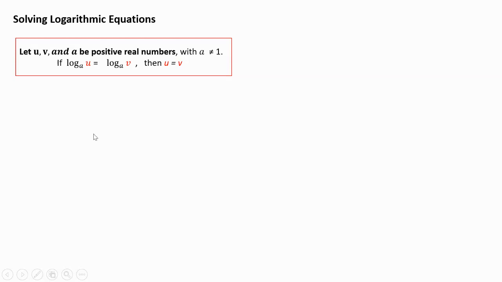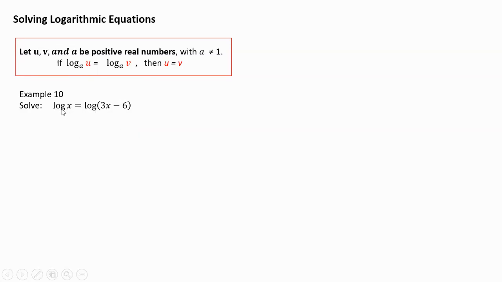Now here's another rule. If you have log base a of u equals log base a of v, then u must equal v. If you have logs with the same base, then whatever is here for u must equal whatever is there for v. Okay, let's do that example. Example 10. Remember, guys, last week when we did logs, if there's no base, it's base 10.